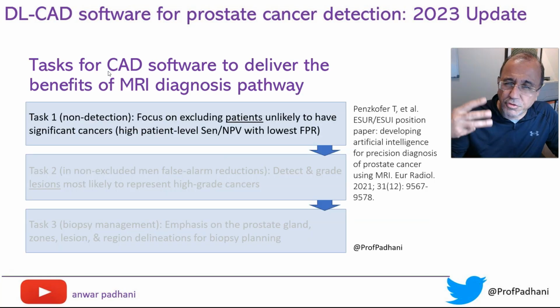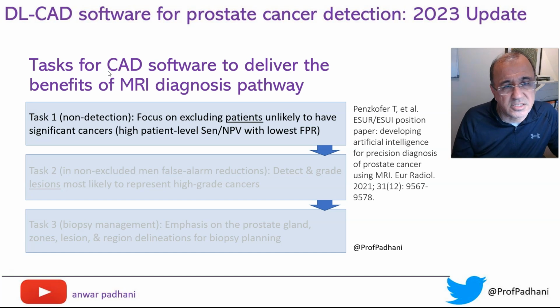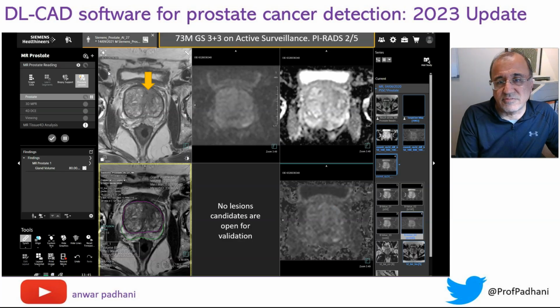So we can think of 3 broad tasks. The first task clearly is the focus on excluding patients unlikely to have clinically significant cancers, and here we said we're looking for a high level of sensitivity and negative predictive value.